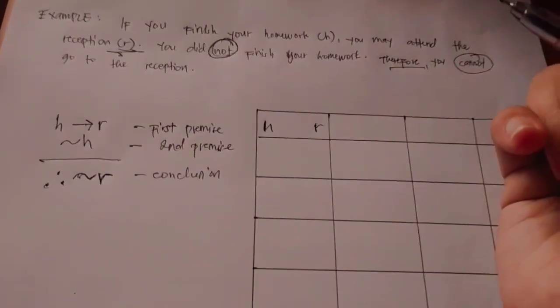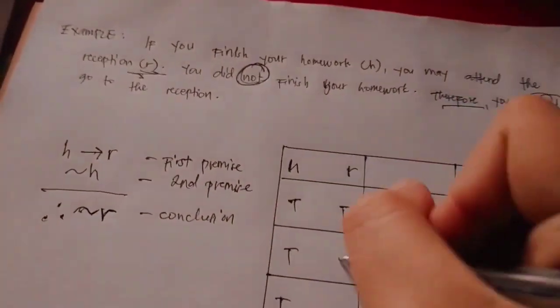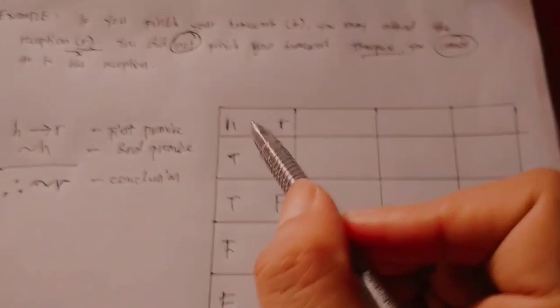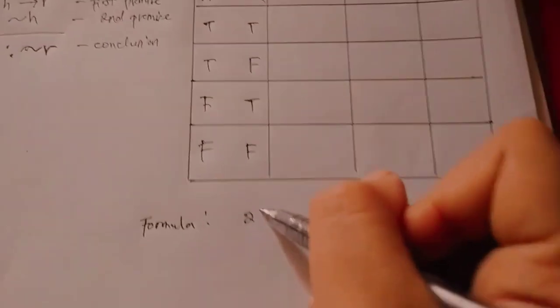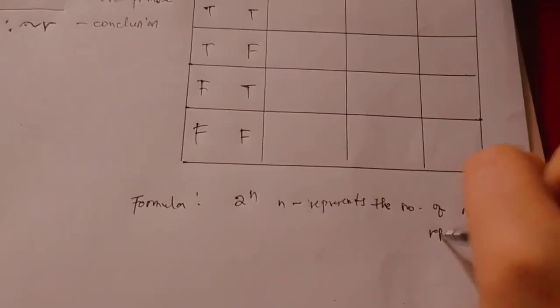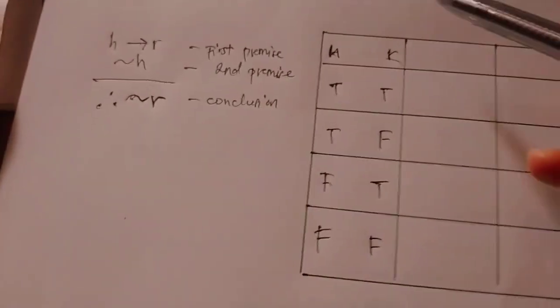Now write the automatic truth table values for the statements. So for H, it is TTFF, true, true, false, false. Automatically, it looks like this. The number of rows of truth values depends on how many statements are represented. So we have two, the H and the R, so we can create 4. The formula is 2 raised to the power of n, where n represents the number of statements. So it equals 2 raised to the power of 2 equals 4. So this is the 4 rows.